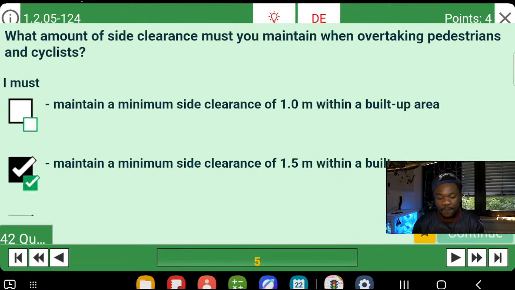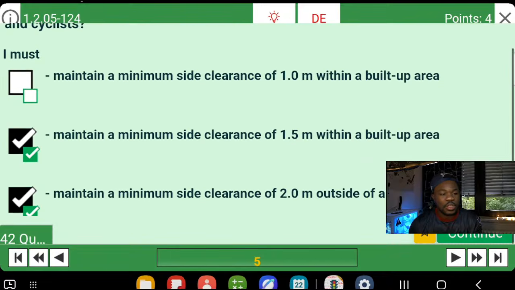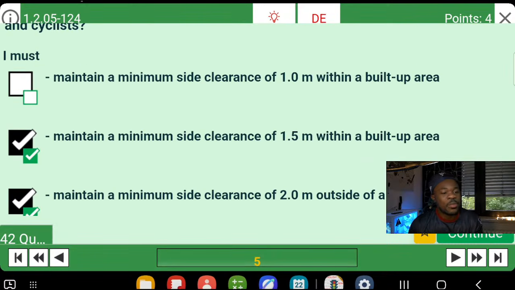Why? Number 2 talks about, you maintain what? A minimum safe clearance of 1.5 meters within a built-up area. While number 3, you maintain what? A minimum side clearance of 2 meters outside of a built-up area. So that's it. It's very, very clear to you now.